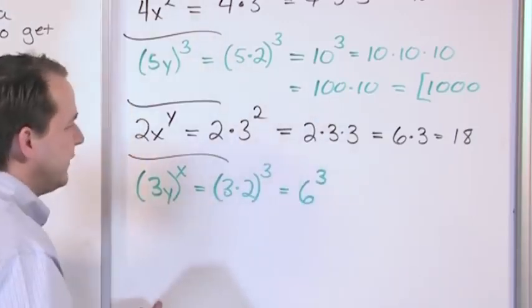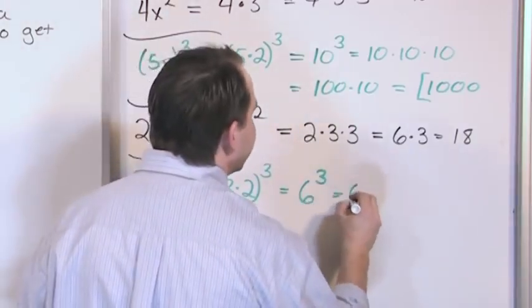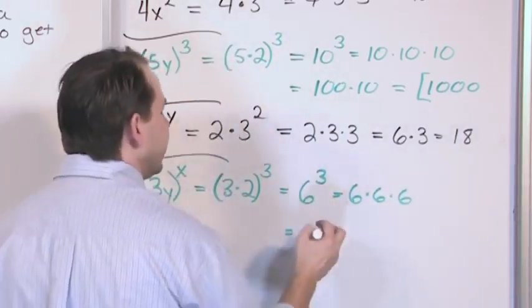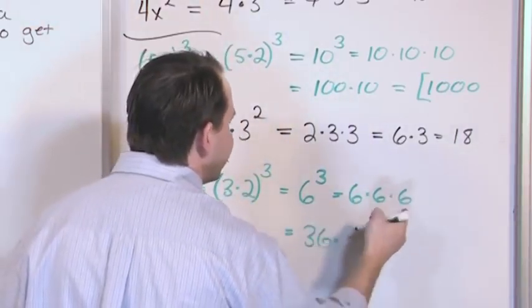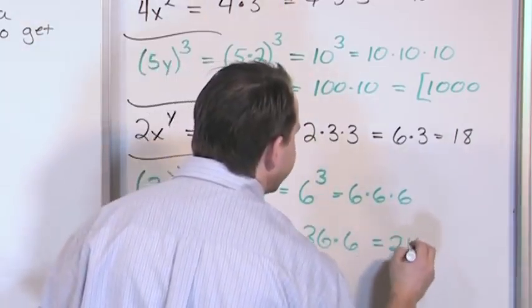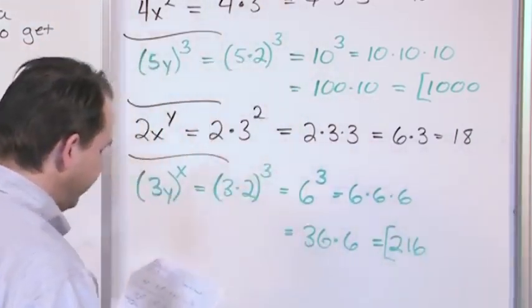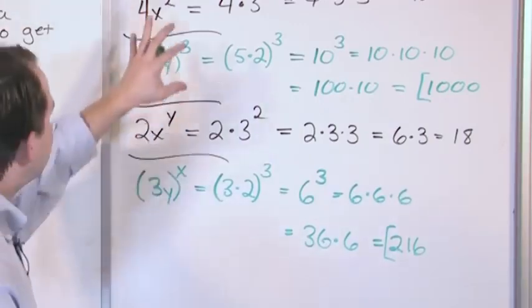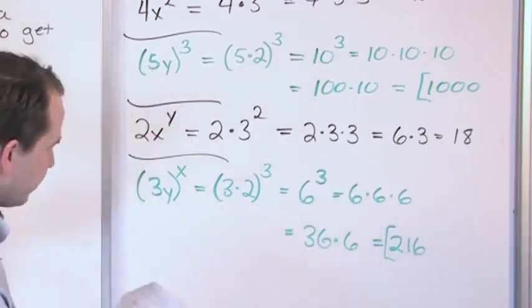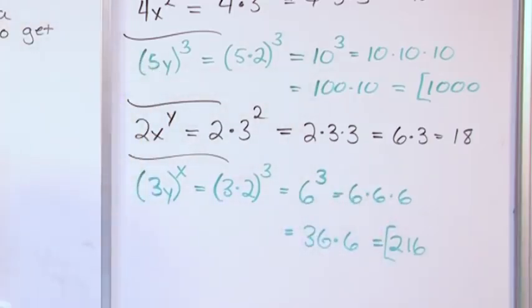Now we know exactly what to do because this is 6 times 6 times 6. 6 times 6 is 36. Still have to multiply by my final 6. 6 times 36 is 216. And this is the final answer, 216. So plug in the values, evaluate what's in the parentheses, and then do the exponent. And that's going to get you very far.